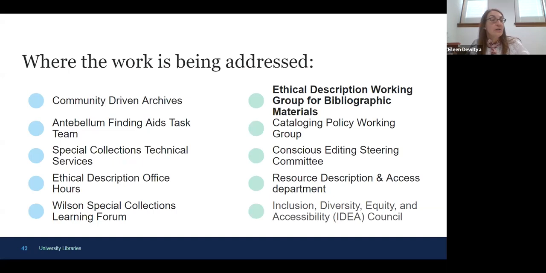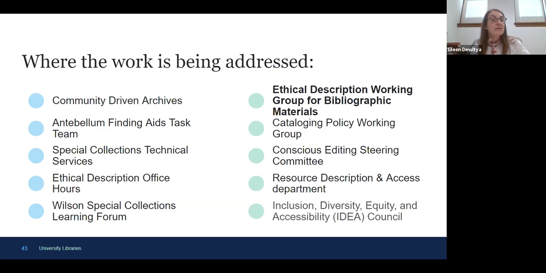As chair of the Ethical Description Working Group for Bibliographic Materials, I find that tying the work from my department to the work of the digital repository and our tech services counterparts in the main library takes much communication from our initial steps and a shared understanding of the workflows and policies to ensure consistency in application and outcomes. It seems that we are attending numerous meetings to remain in step, discuss the work, document decisions, and iterate as we go along.